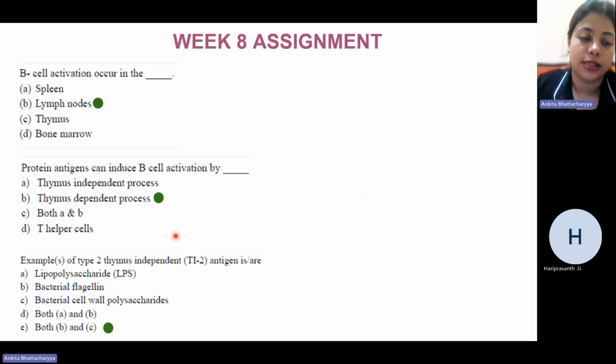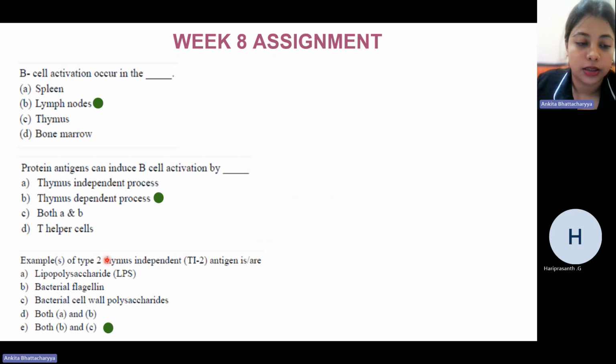The next one was about protein antigens that can induce B cell activation by dash. So when you talk about the type of antigens, the way in which they can elicit an immune response will be different. When we talk specifically about protein antigens, they do so by a thymus dependent process. We had discussed this in the last session as well about T dependent antigens or T cell independent, thymus dependent or thymus independent forms of activation. So option B in this case is the correct option, which is why it is a thymus dependent process.